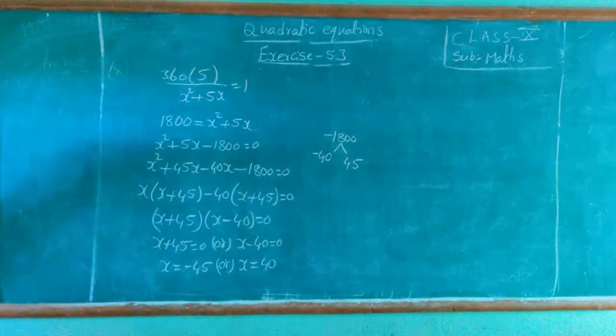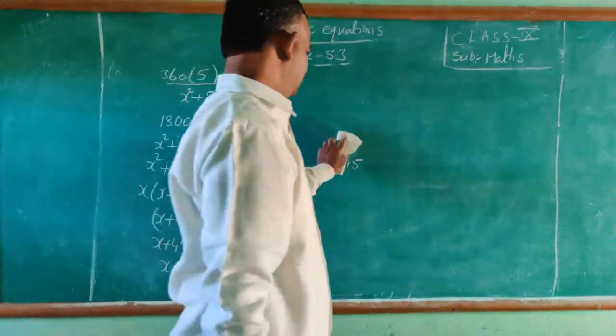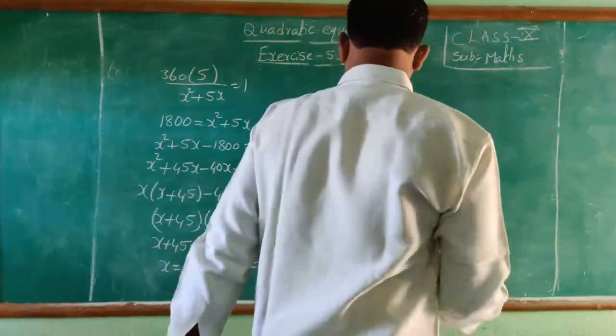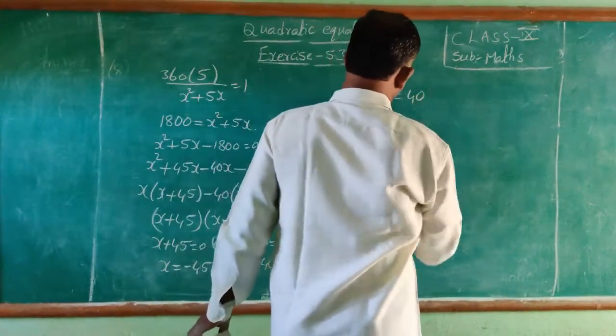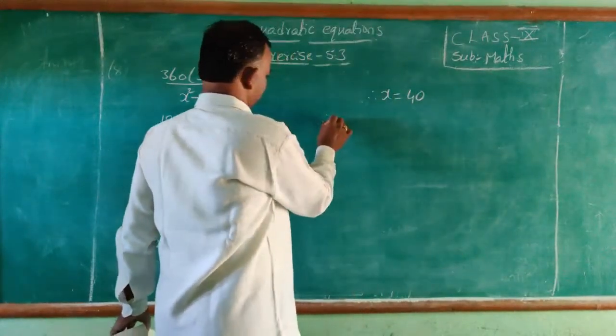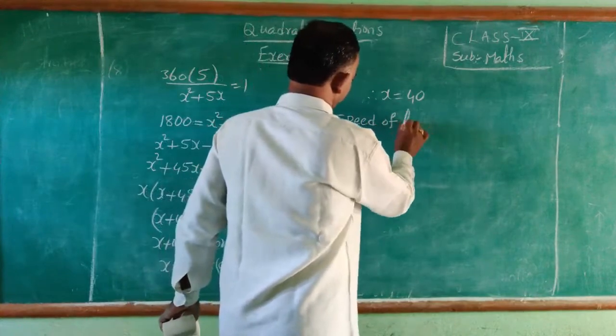X means the speed of the train, it is not negative, therefore we take the positive value. X is equal to 40. X means the speed of the train.